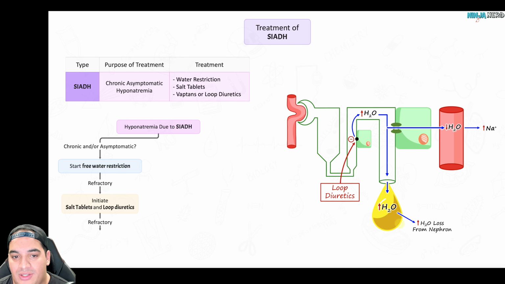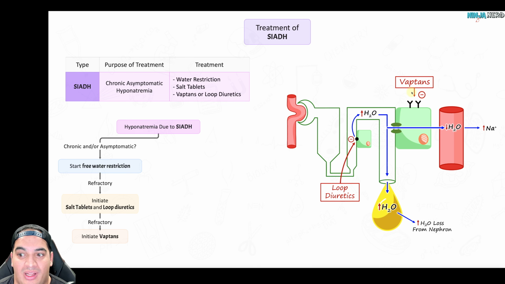Vaptans. These are pretty tough though. You got to be very careful because they can precipitate severe hypernatremia. What you're doing is basically you're trying to put them into a state of DI. And you're basically going to block the ADH. And so if you block the ADH, you're essentially not going to reabsorb water and you're going to dump a lot of water into the urine.